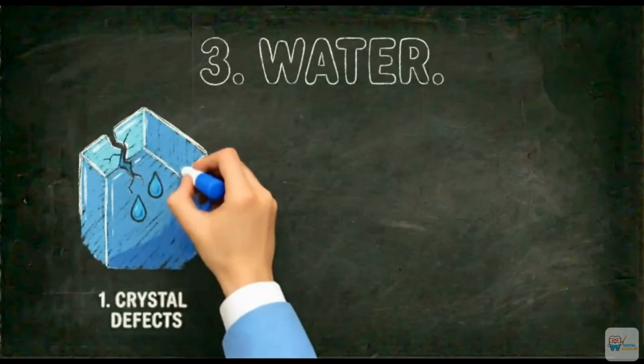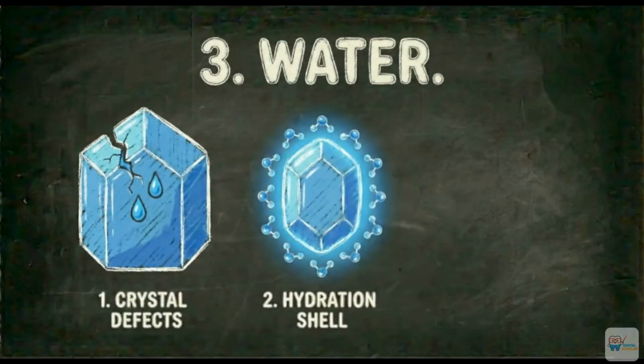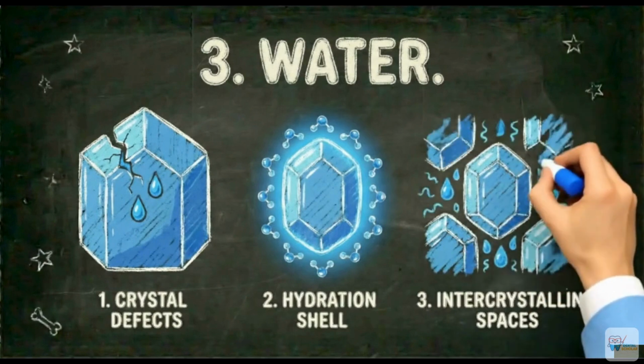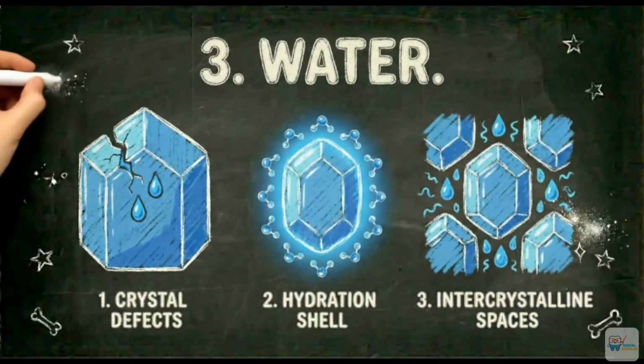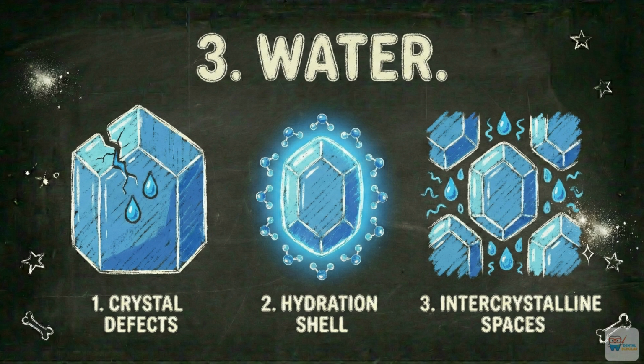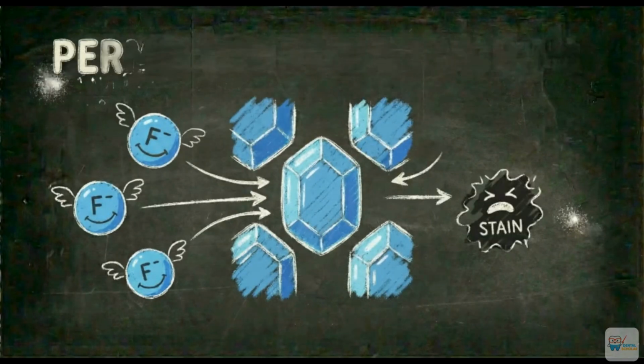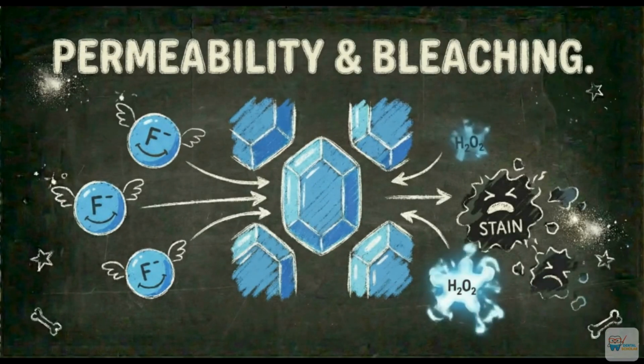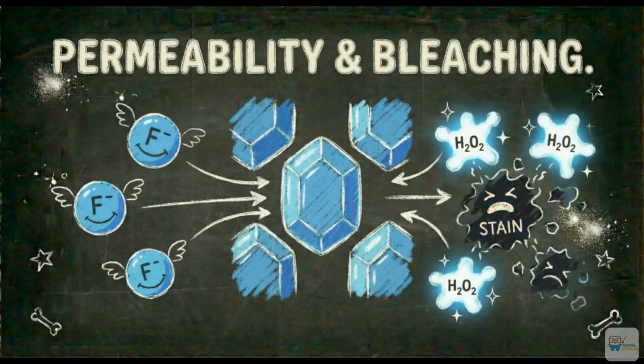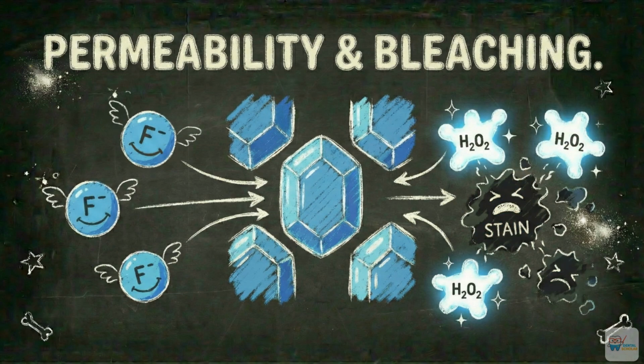Finally, the last component, water. Water exists in three locations. First, inside crystal defects. Second, as a hydration shell around crystals. And third, in the intercrystalline spaces. This water network acts as a highway. It allows ions like fluoride to diffuse into enamel for remineralization. Clinically, this is also how tooth bleaching works. Peroxides travel through these water channels to oxidize deep stains within the tooth structure.